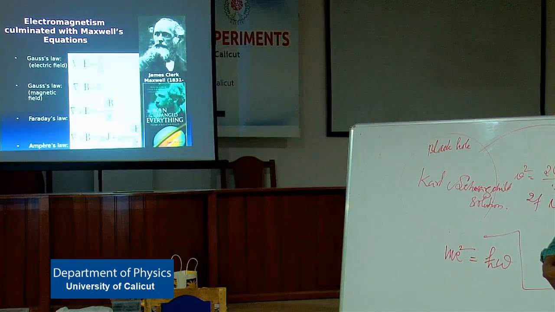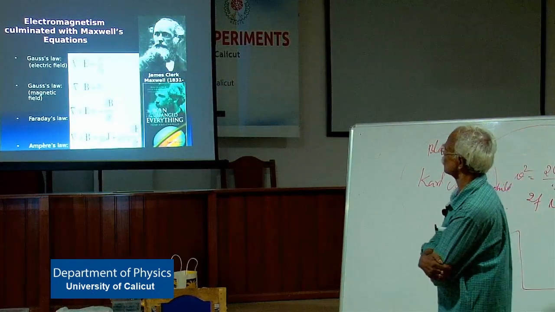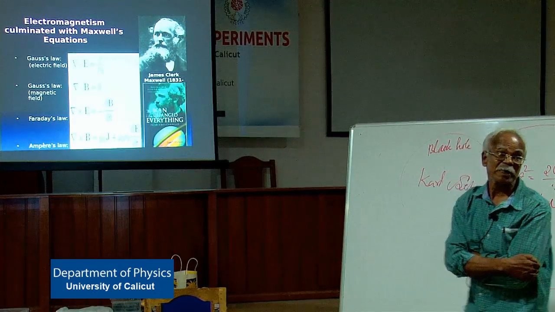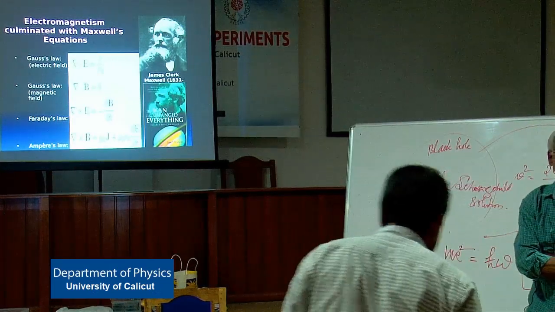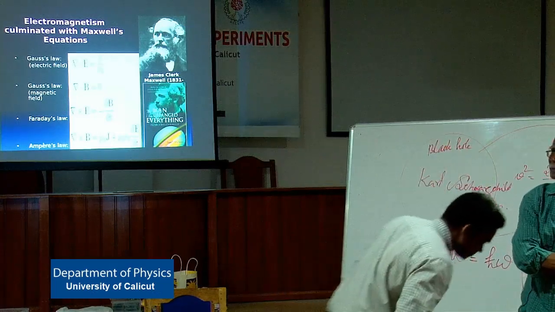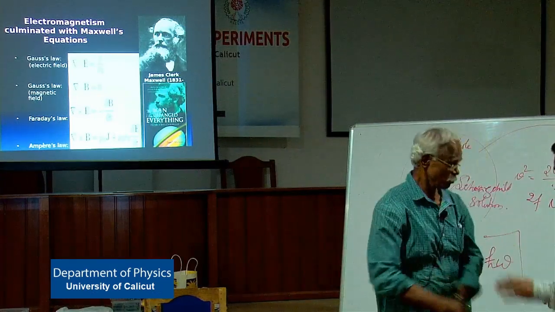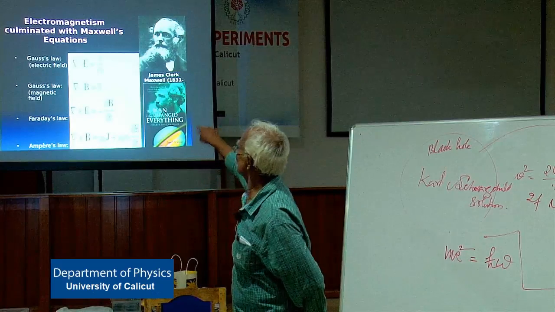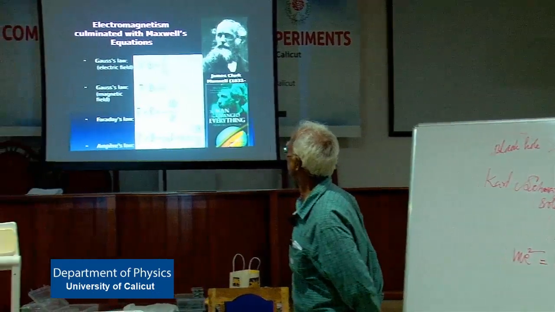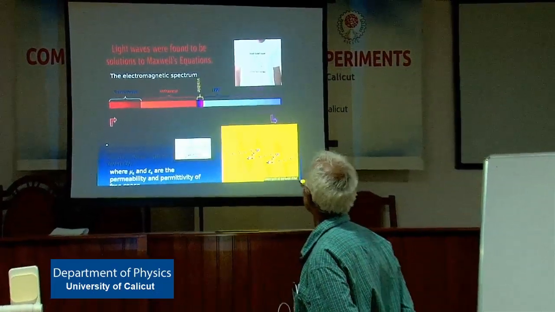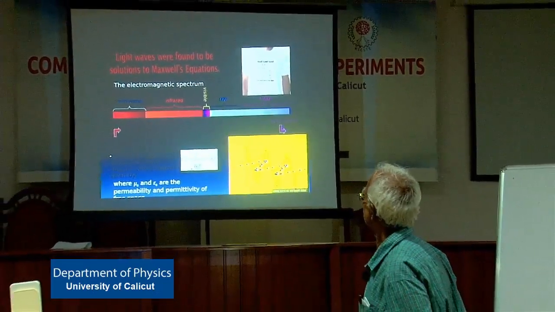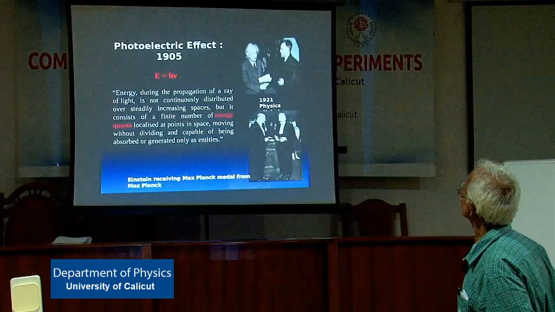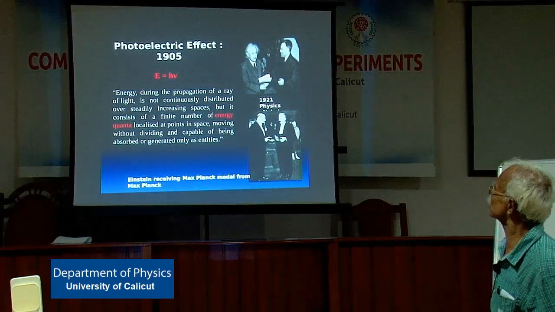Gauss's law, electric field, Gauss's law. Einstein's aim was to create an equation which can be ranked along with Maxwell's equations. His idol was Clerk Maxwell. So these are equations which inspired Maxwell. Einstein. E equal to h nu. That is the photoelectric effect.